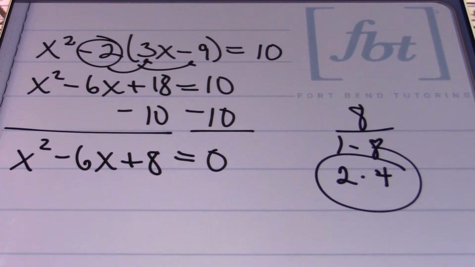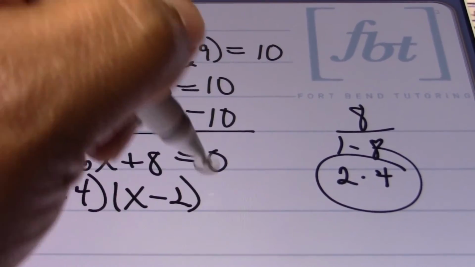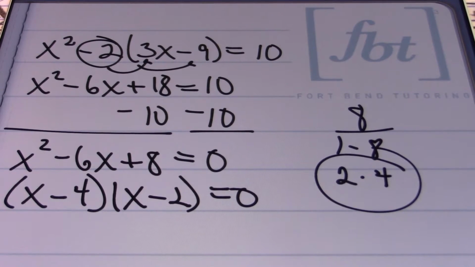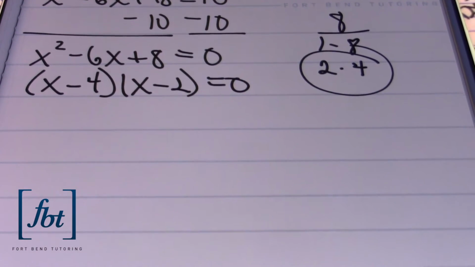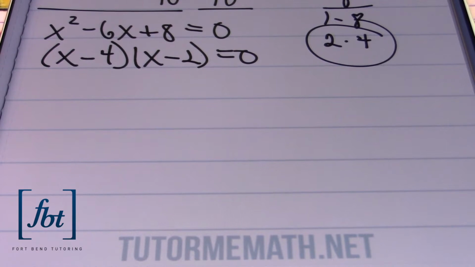Thank you. We're going to factor this. This becomes x minus 4 times x minus 2 equals 0. Because I'm using the zero factor property, I know I can take each one of these factors and set them separately equal to 0 and get a potential value for x.